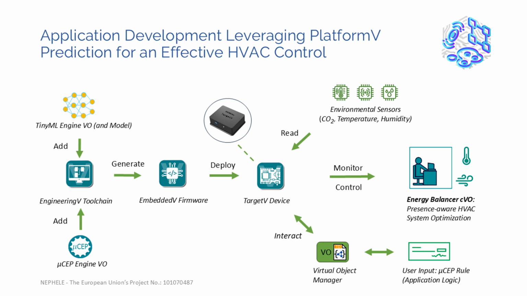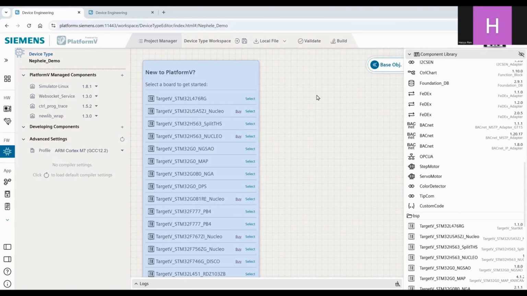Now, we'll show how to build an embedded energy balancer application using Platform 5 and deploy it on our Target 5 device. We start by selecting the STM32F777 board used in this setup. The firmware includes essential components like a database, CLI, Modbus, TCP/IP stack, and a control chart for application logic.